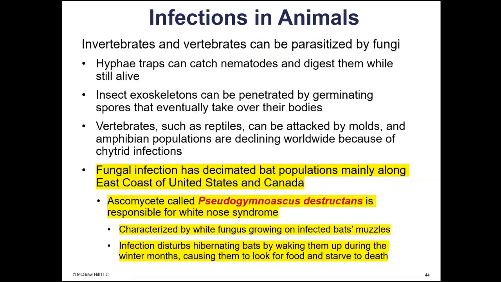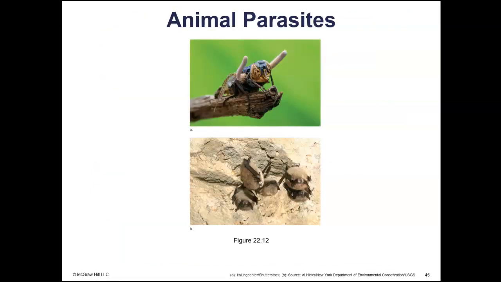And then there are some fungal infections in animals. Pseudogymnoascus destructans is responsible for white nose syndrome in bats, and that is an Ascomycota. And you can see a picture here. I see their little white noses.